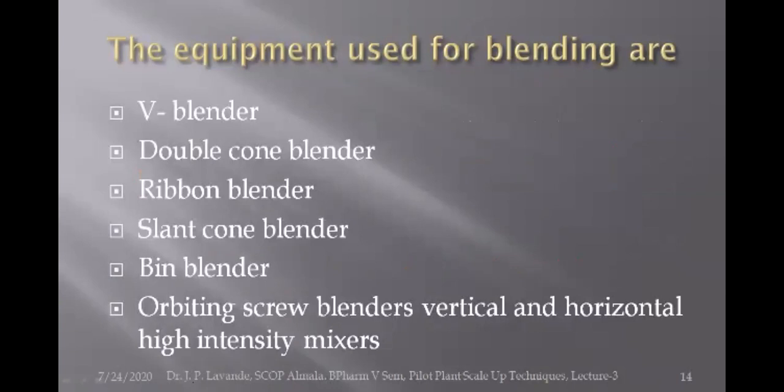The equipment very commonly used for blending, you can see the list of equipment. Various equipment like the V-shape blender, double cone blender, ribbon blender, slant cone blender, bin blender, orbiting screw blenders, and vertical and horizontal high intensity mixers are also used for the process of blending.